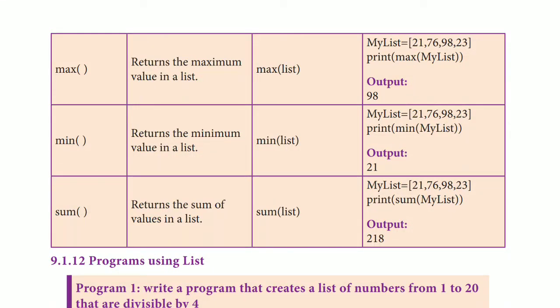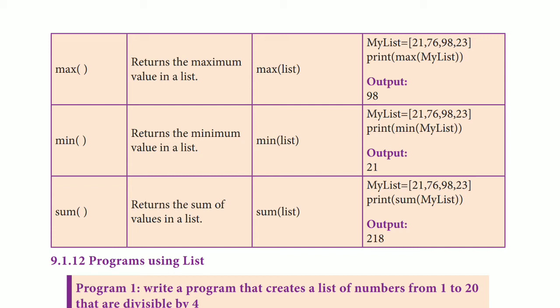Next is minimum. This will provide you the minimum value of the list, which is the smallest value in the list. 21 is the minimum value, so it is provided as an output. Next is sum. This will sum all the elements present in the list. Here you can see 21 plus 76 plus 98 plus 23. All the values will be added and printed. The output is 218.